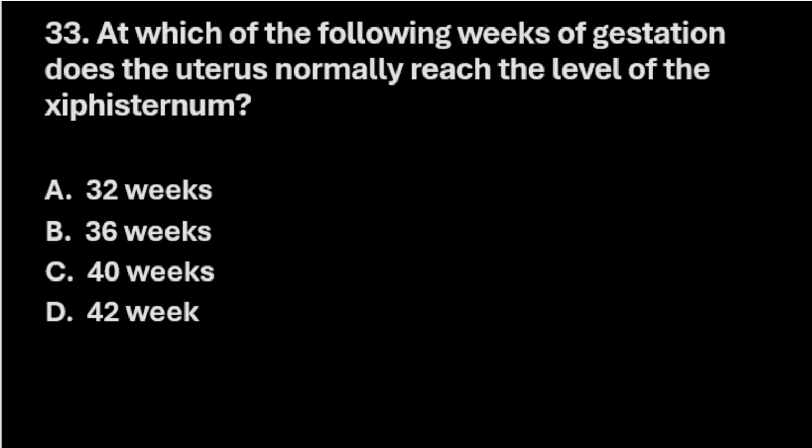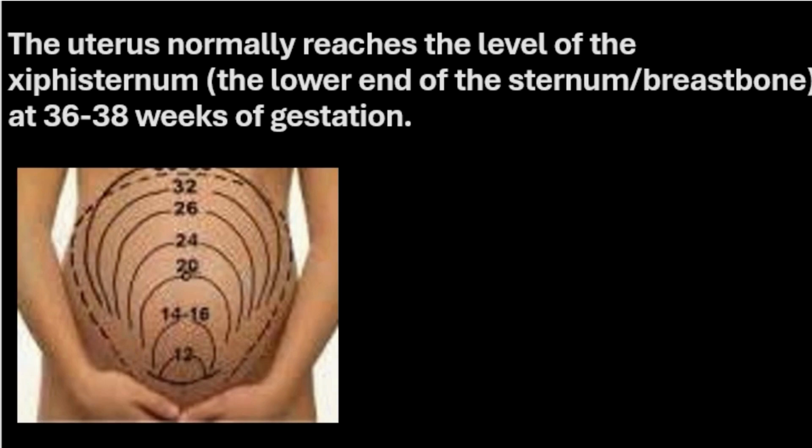Option A, 32 weeks, option B, 36 weeks, option C, 40 weeks, and option D, 42 weeks. The right answer here is option B, 36 weeks. The uterus normally reaches the level of the xiphisternum, the lower end of the sternum or breastbone, at 36 to 38 weeks of gestation. So the right answer is 36 weeks in these options.